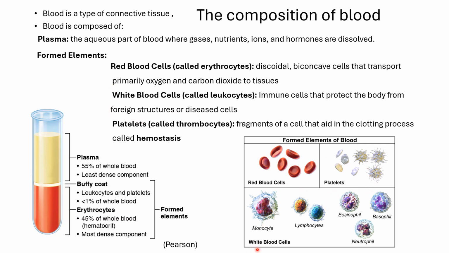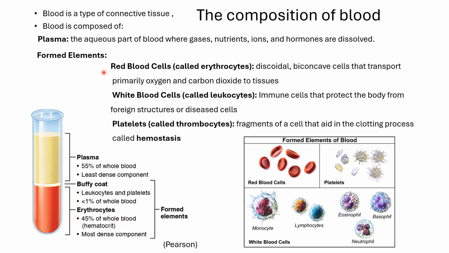So these are the white blood cells. As you can see, there are many different types of white blood cells. There are three granulocytes, and then there are two types of agranulocytes. So what does that mean? I will explain in a while. So our granulocytes are neutrophils, eosinophils, and basophils. And agranulocytes are lymphocytes and monocytes. So these are our white blood cells.